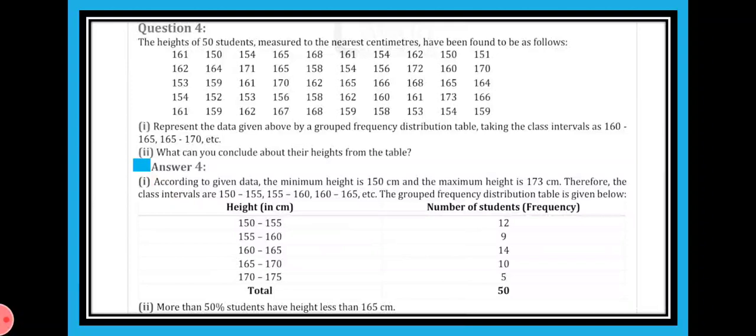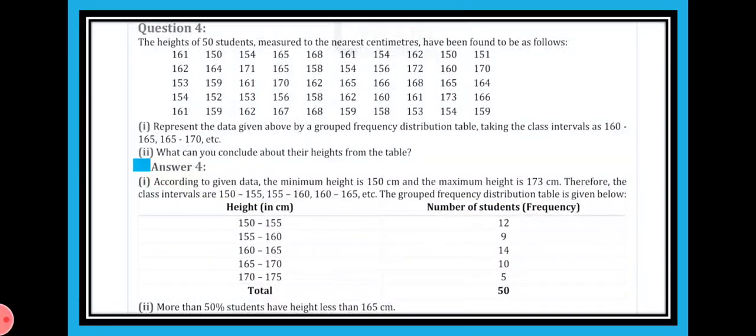Next, question number 4. The heights of 50 students measured to the nearest centimeters have been found to be as follows. So the heights of 50 students are given. Now you have to answer the questions. First, you have to represent the given data by a grouped frequency distribution table, taking the class intervals as 160 to 165, 165 to 170, etc. What can you conclude about their heights from the table?